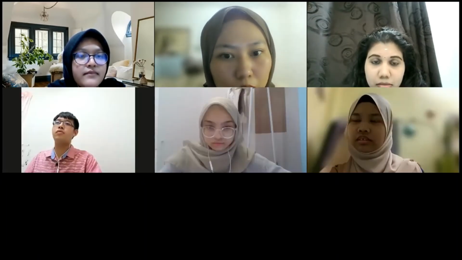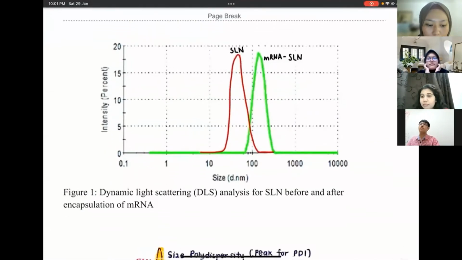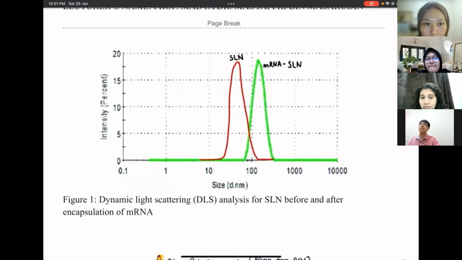I just want to add regarding Tashmita's point earlier, which is regarding the size. Let me share my screen. So in my graph that I drew, by using the LS, we can measure the Brownian motion of macromolecules, which causes the random changes in the intensity of light scattered from a suspension or solution.